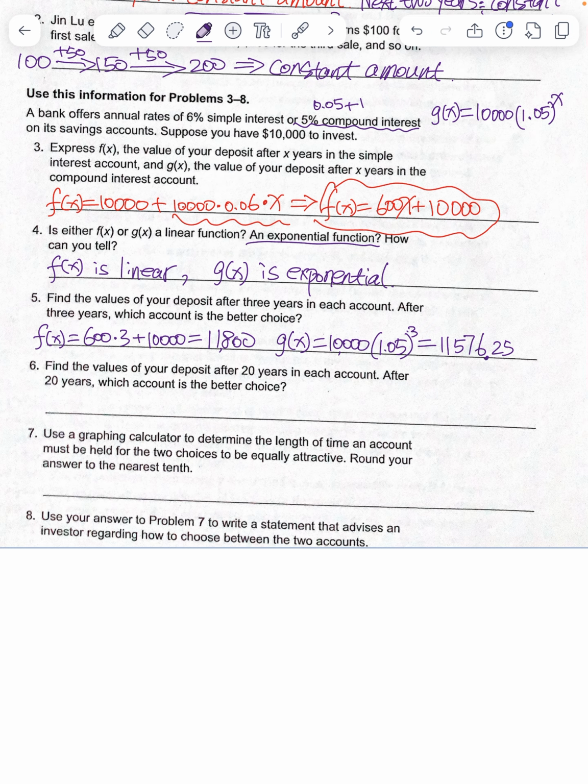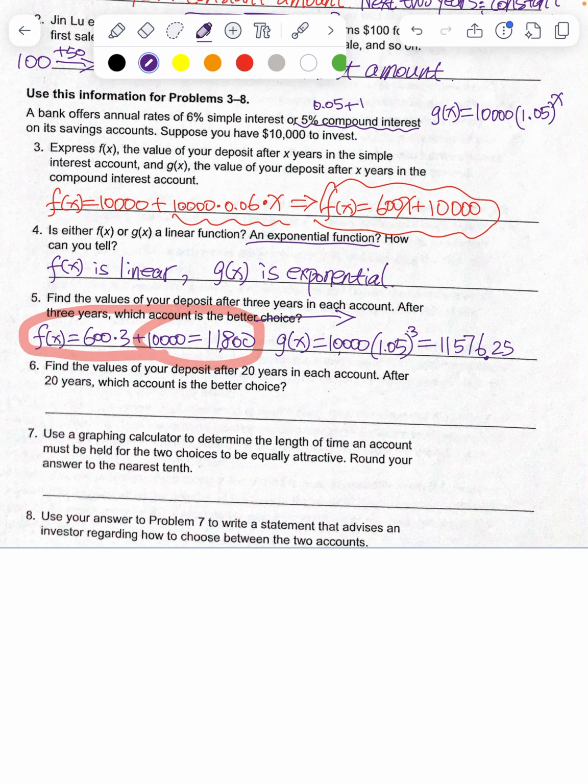25 cents, right? So which one is better? Of course, the f of x is better, right? This is 11,800. This is 11,576. So f of x is better, okay? A little more money, right? But not for too long.